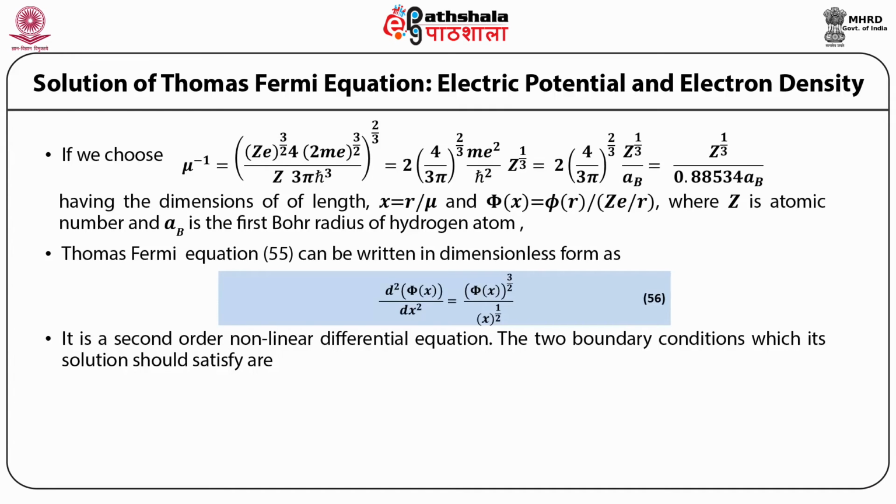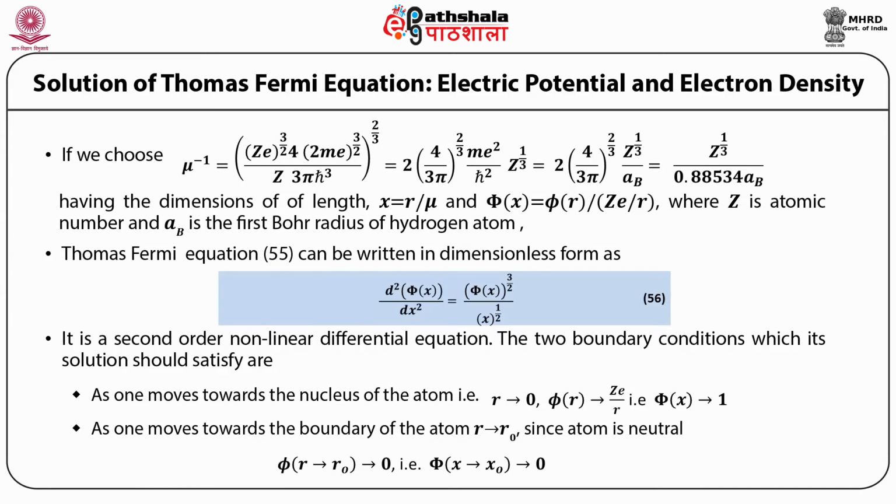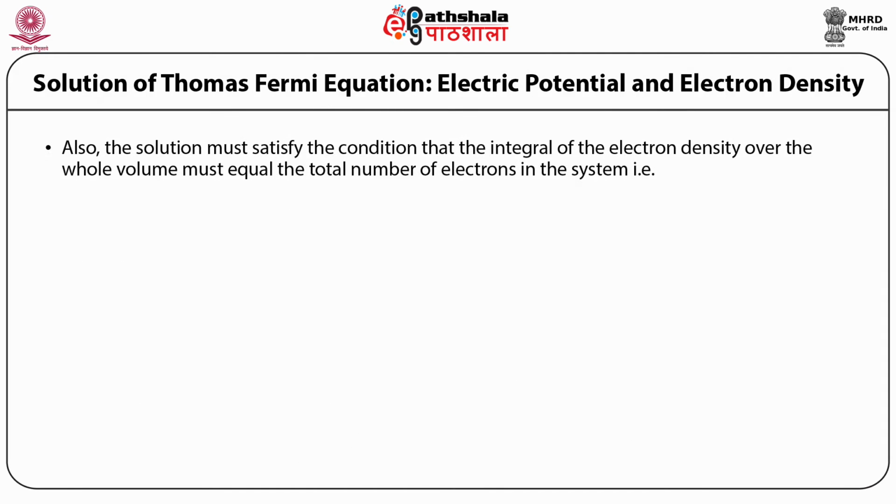The two boundary conditions which its solution should satisfy are, number one, as one moves towards the nucleus of the atom, that is r approaching 0, phi r approaches Ze upon r, that is phi x approaches 1. As one moves towards the boundary of the atom, that is r approaching r naught, since atom is neutral, phi as r approaches r naught must approach 0, that is phi as x approaches x naught must approach 0. Also, the solution must satisfy the condition that the integral of the electron density over the whole volume must equal the total number of electrons in the system.